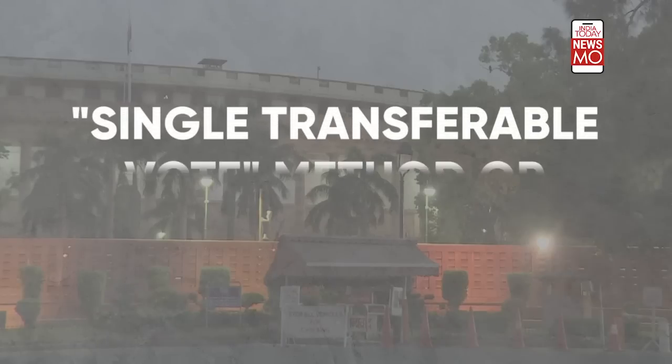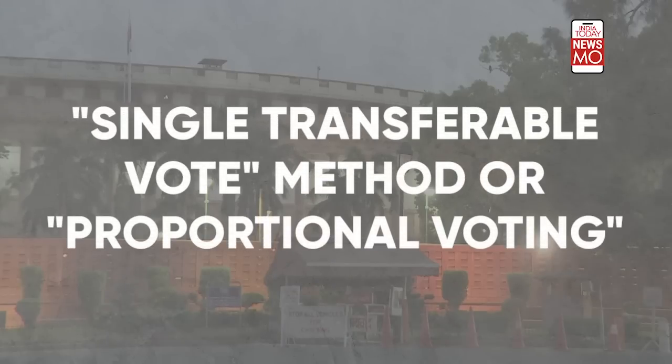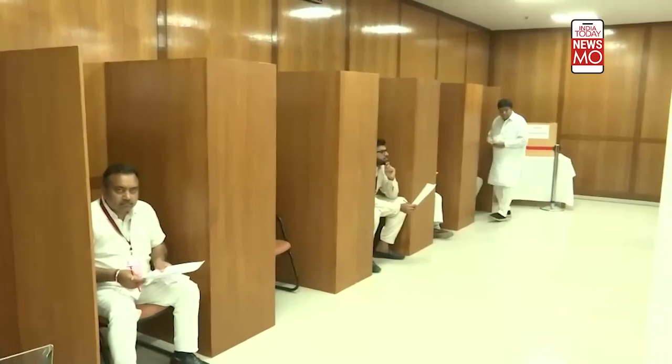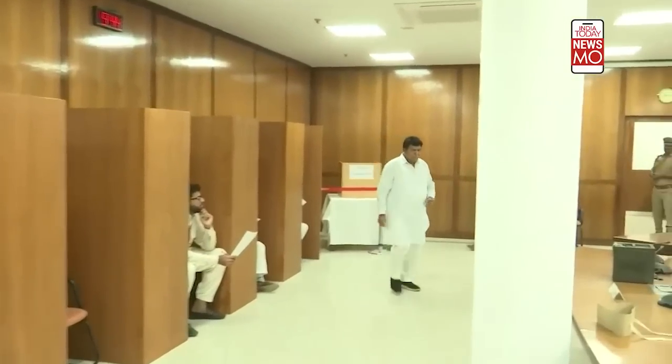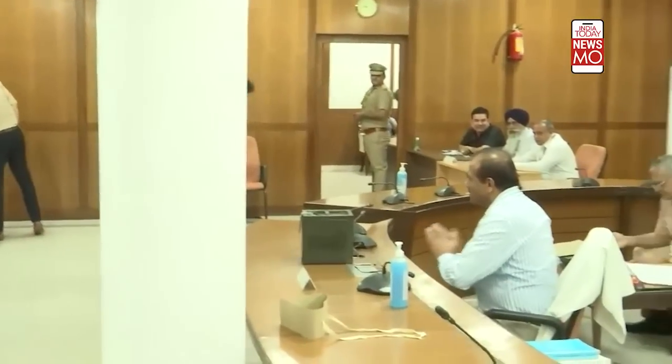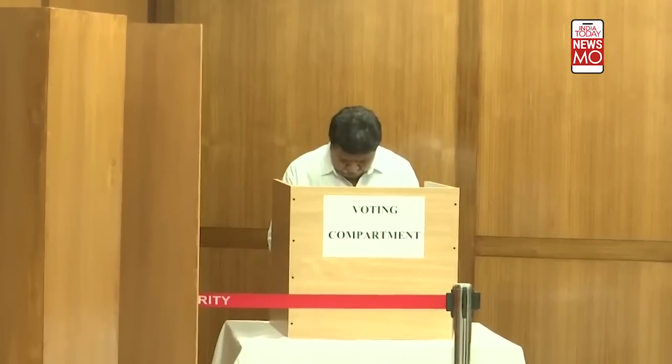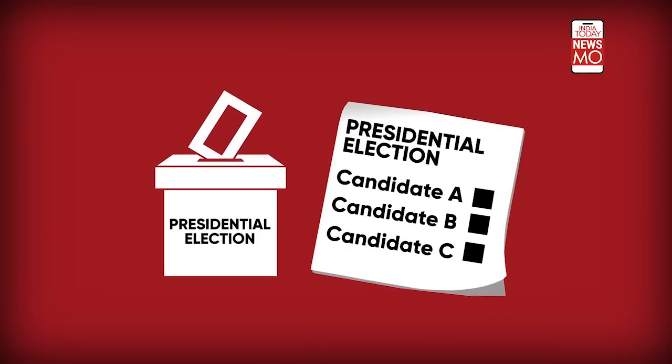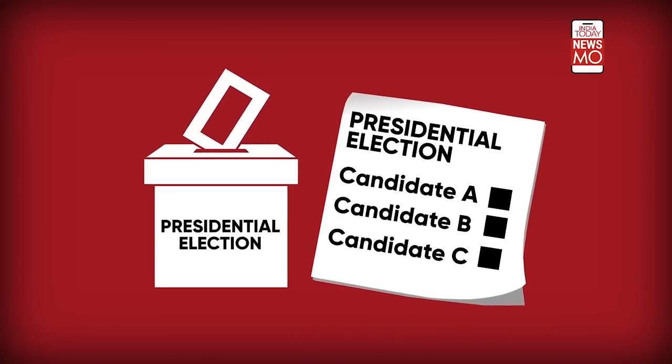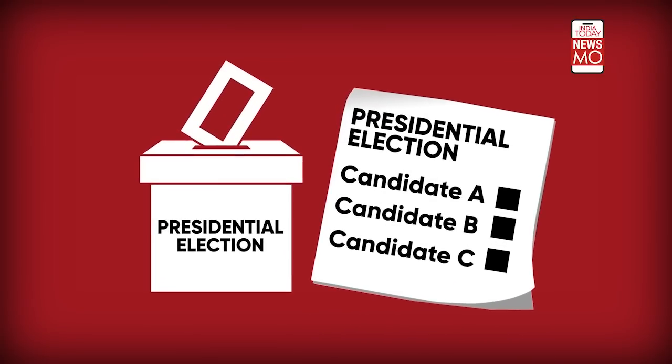Members vote in the polls through the single transferable vote method or proportional voting. The principle of a single transferable vote allows voters to choose any number of candidates in order of preference. For example, if 10 candidates are contesting the election, the voters can mark them as 1, 2, 3, 4 and so on based on their choice.